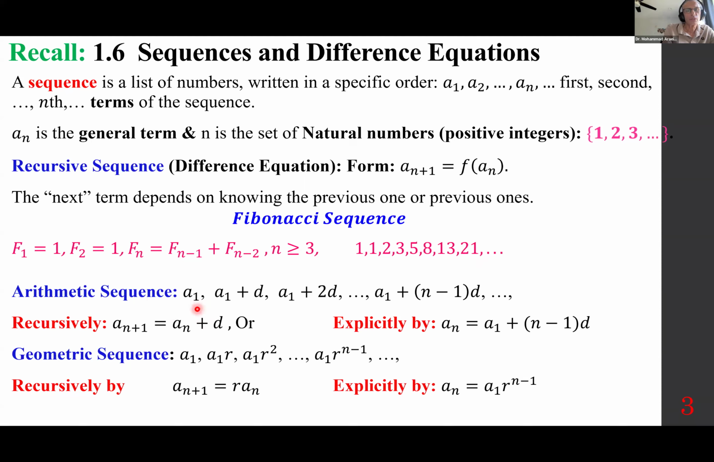Arithmetic sequence, you just add a constant. So a sub n plus 1 is a sub n plus d. That's a recursive format. A sub n equals a sub 1 plus n minus 1 times d. That's the explicit format. Geometric sequence, you multiply by a common ratio. A sub n plus 1 is r a sub n, and a sub n equals a sub 1 r to the power of n minus 1, recursively versus explicitly.